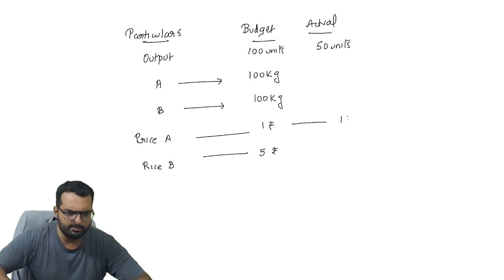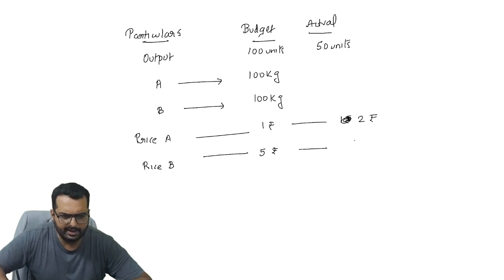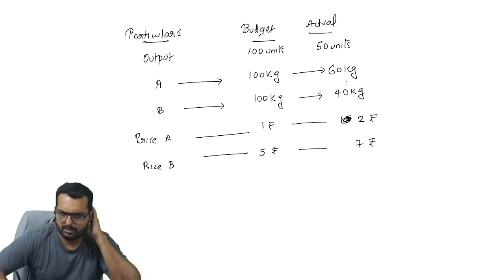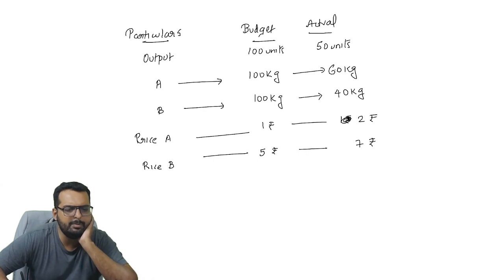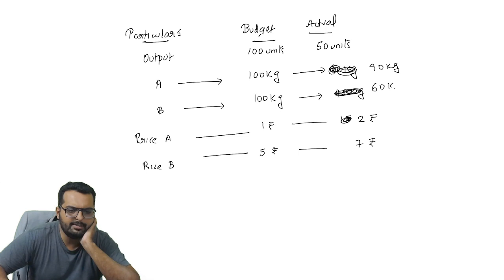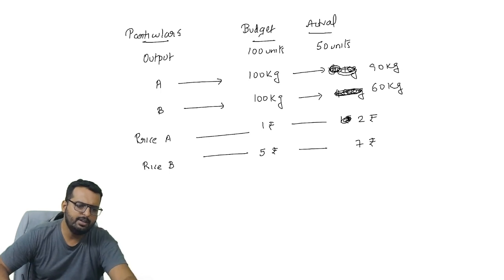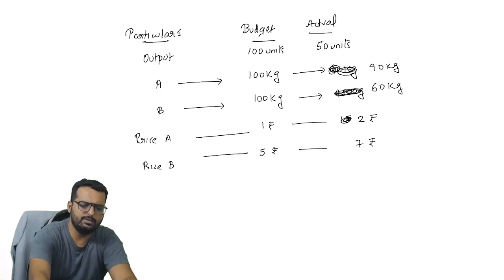All right. Let us assume the actual price also, or I'll change it. The actual price turns out to be 2 rupees and the other one turns out to be 7 rupees. Whereas output of A for 50, it ended up to be 60 kg and this one ended up to be around 40 kg. No, no, no. Let me make this 90 kg and 60 kg. Okay. So friends, here you can find out the standard mix and you can do the RAQ also. Can you write down this and try solving it on your own?